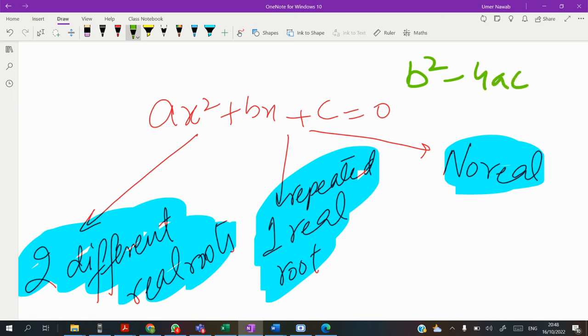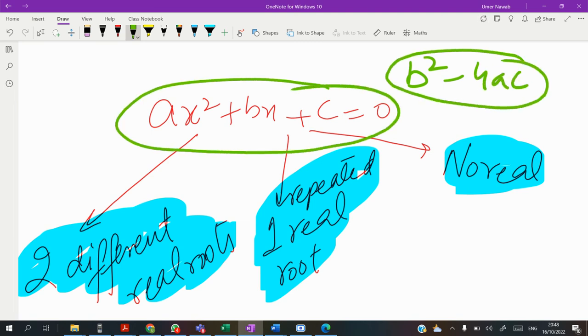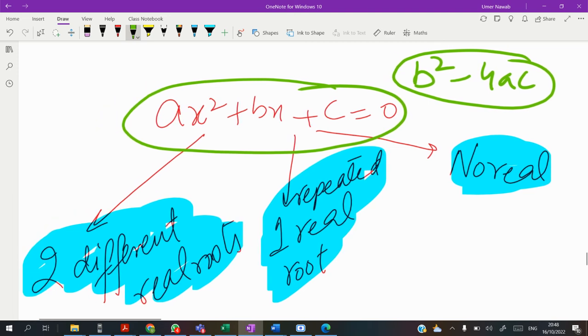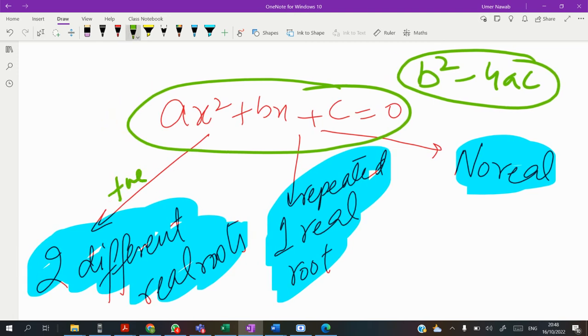b square minus 4ac. So for this quadratic equation, I will just find b square minus 4ac. If b square minus 4ac is positive, then without solving, you can say this quadratic equation will have two different real roots. If b square minus 4ac is 0, then we will get only one solution. Meaning this parabola will be touching the x-axis only.